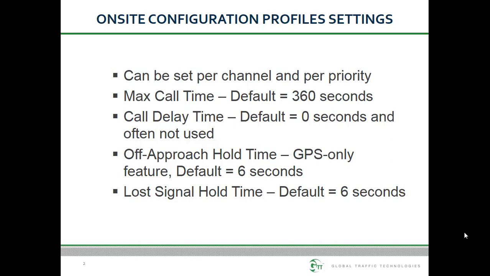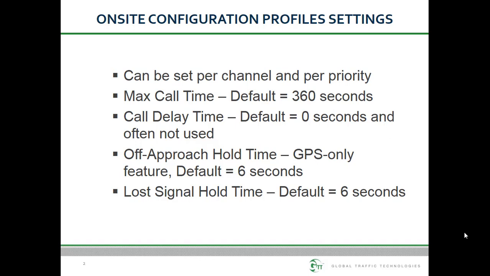Typically, there is a hold time in the controller. Within OnSite, there are 2 unique hold time settings. The first is the off approach hold time, which is the amount of time that a call will continue to be placed after a vehicle has left the approach zone. This value will apply when a vehicle either passes through the intersection or turns off the approach before reaching the intersection. This is a GPS-only function. The default is 6 seconds, and values of 3 to 255 seconds are available. Typically, this value is left at the default.